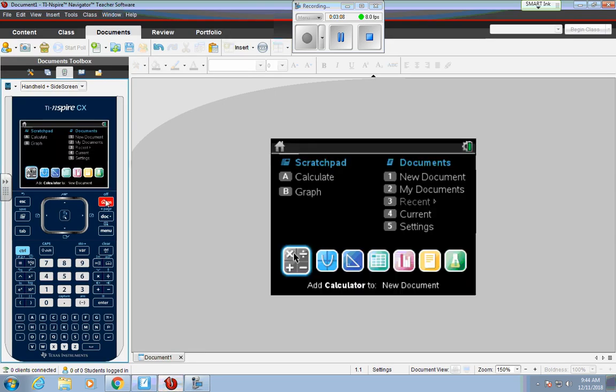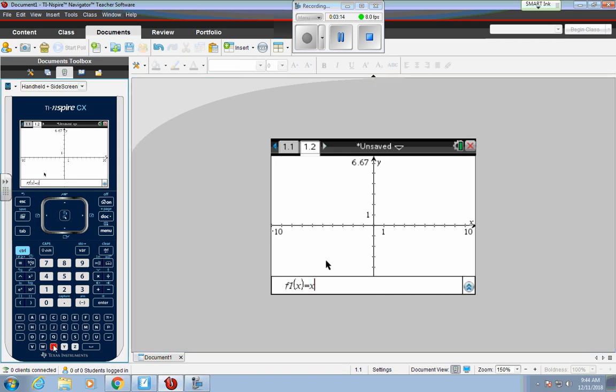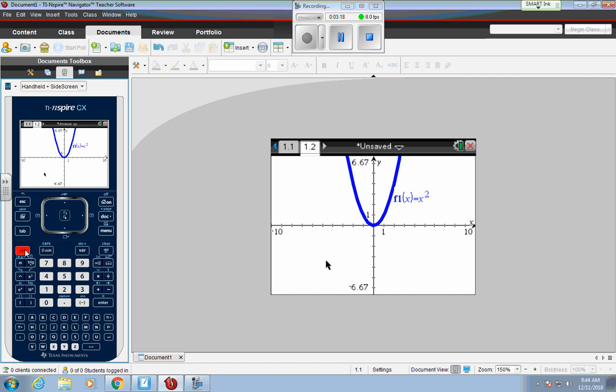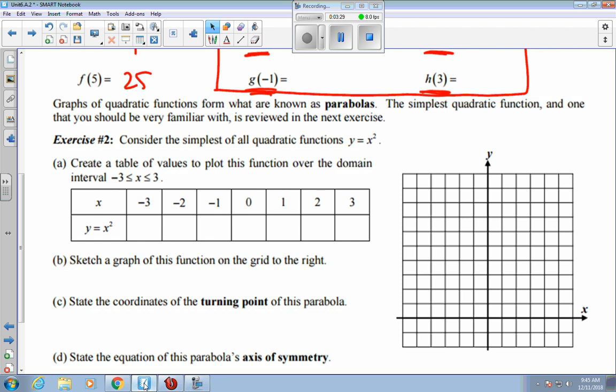You can go right to your graph page. A little late with the snap. And just plug in x squared. There's your x squared. Enter. That's what the parabola looks like. Control T. I think they wanted negative 3 to 3. So there you have it. There's your input. There's your output. So to fill in the table from negative 3 to 3, we have 9, 4, 1, 0, 1, 4, 9.